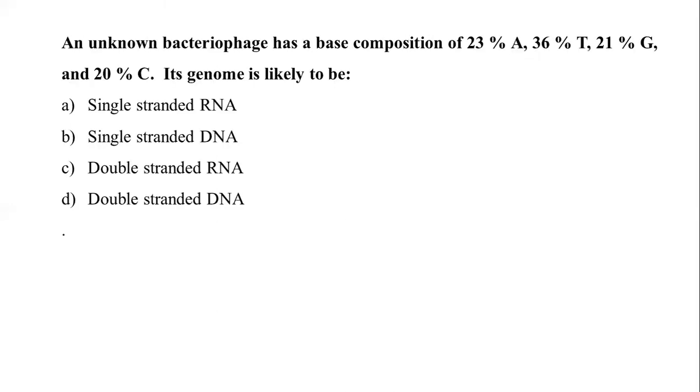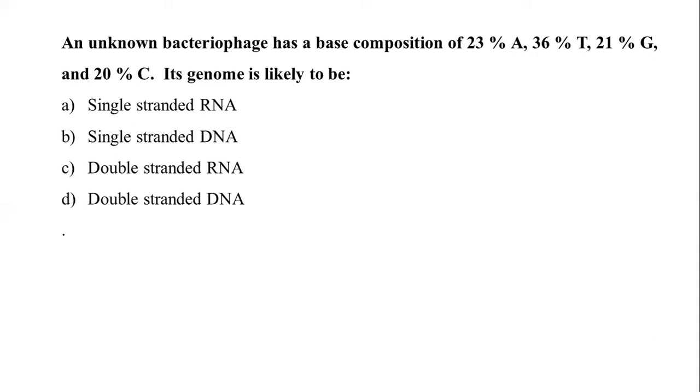In the next question, an unknown bacteriophage has a base composition of 23% A, 36% T, 21% G, and 20% C. Its genome is likely to be.